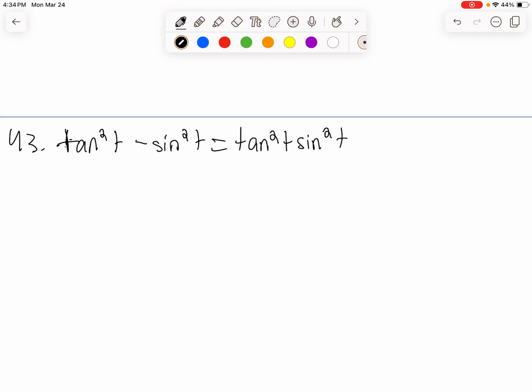So, one way we write tangent squared, or tangent in general, is just sine over cosine. And when it's squared, you just do the same thing.